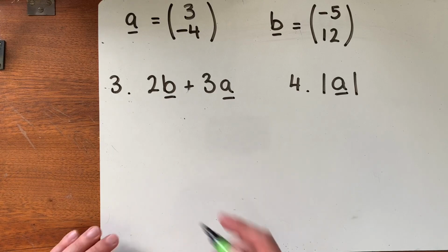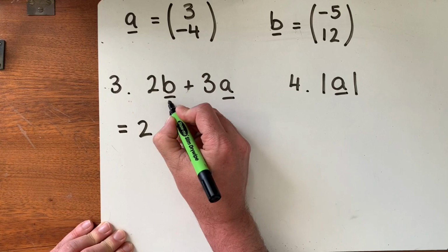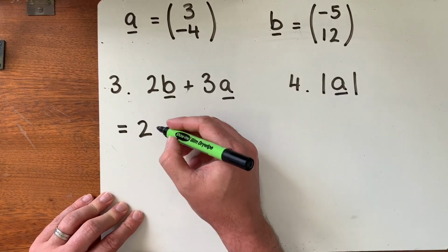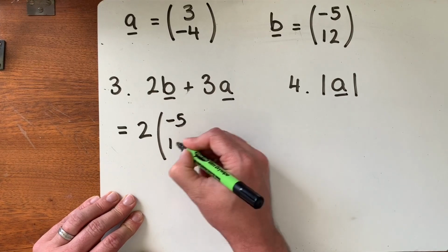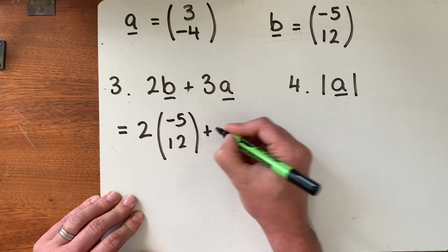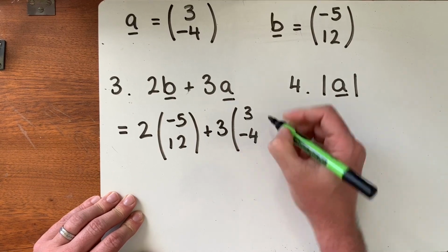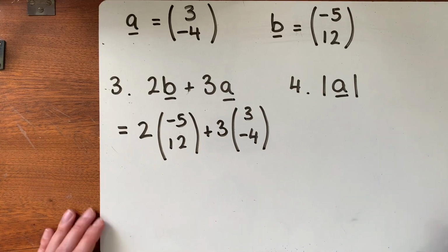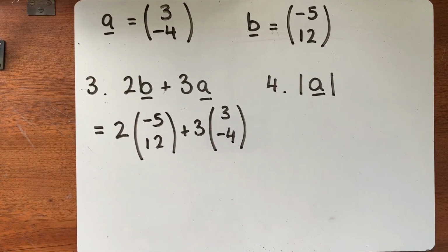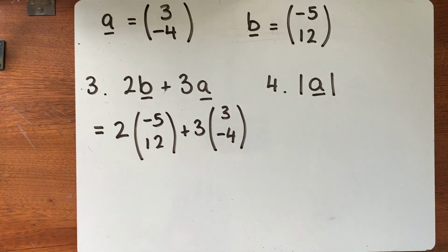First thing, same as before, we're going to do a little substitution. So we're going to put, in place of the name B, its actual components. So in this case, negative 5, 12. And we're going to add on to that 3 lots of vector A, which has components 3, negative 4. And order of operations is maintained when we're doing these vector questions. So we are going to do our multiplications first and our addition afterwards.